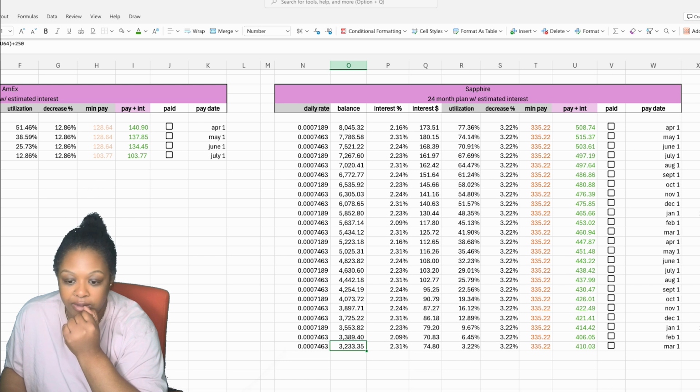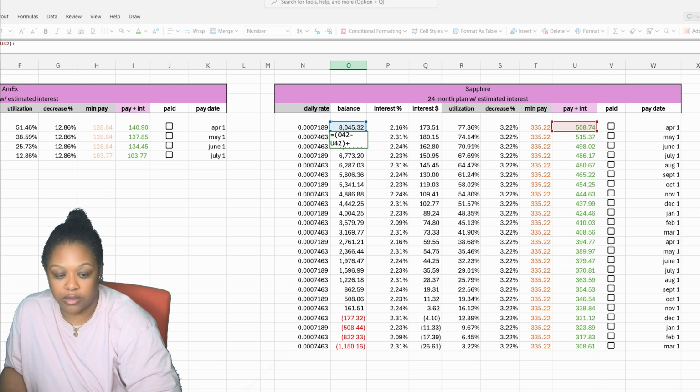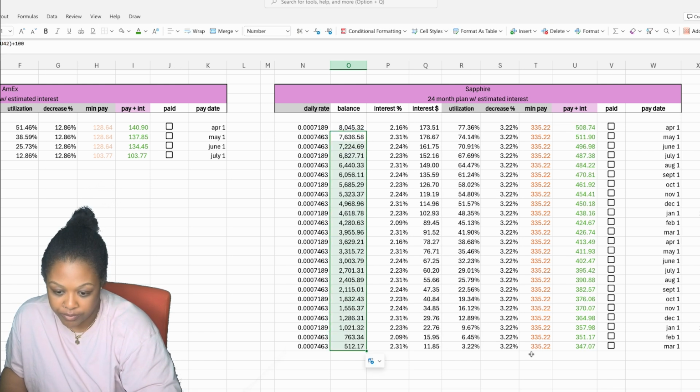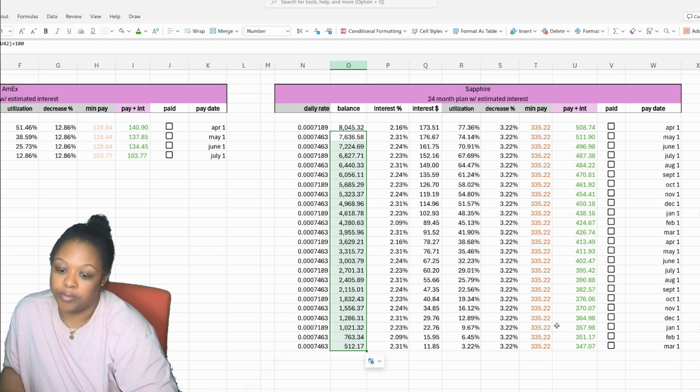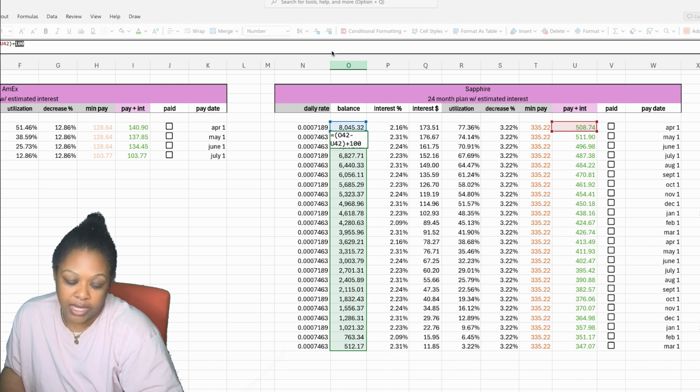So let me see if I can find a sweet spot for these. Yeah, because this is all plus zero. Okay, if I plus 100, what's that going to do? $100 gets me closer, but it still puts me over by about a month.